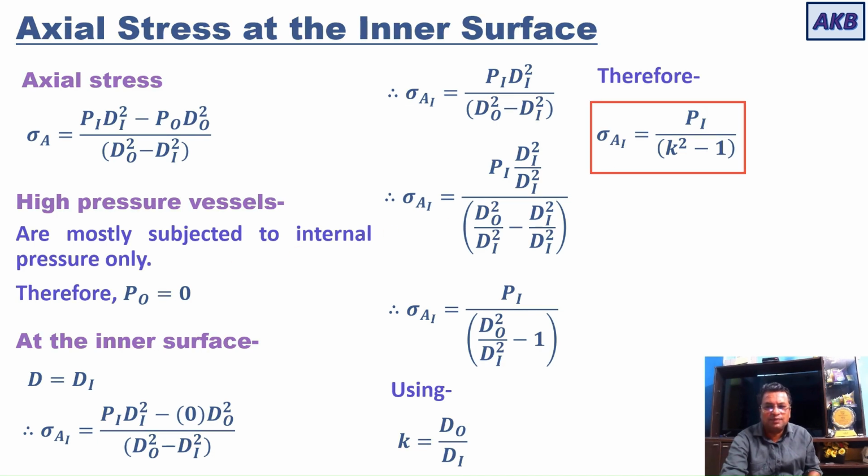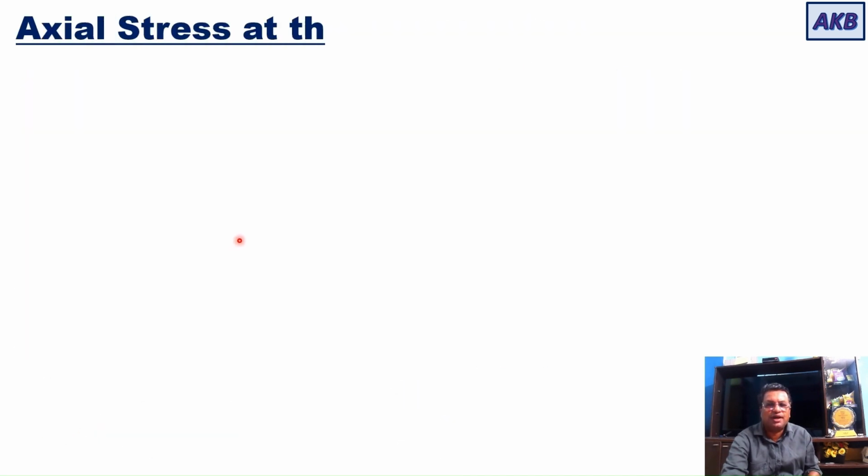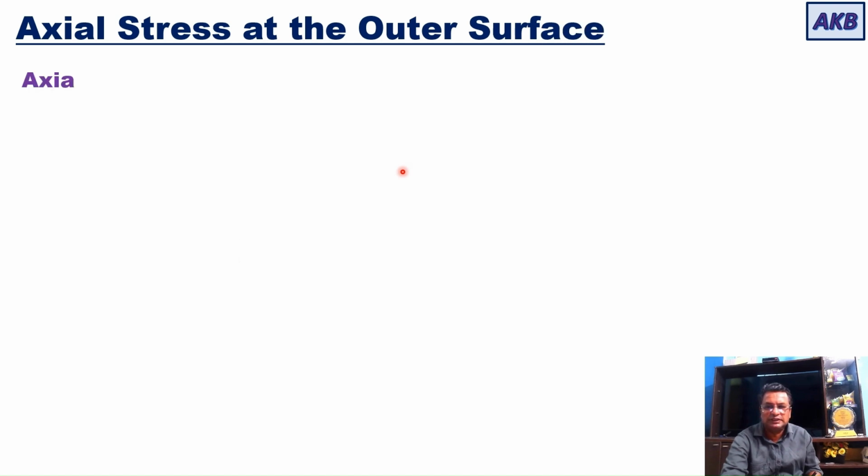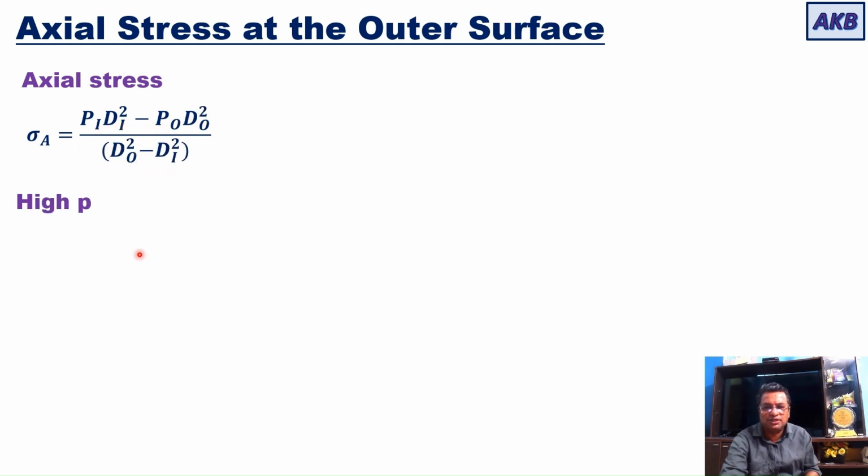Now let us see what the equation for axial stress at the outer surface is. The axial stress, we know, is sigma a is equal to pi di square minus po do square upon do square minus di square.